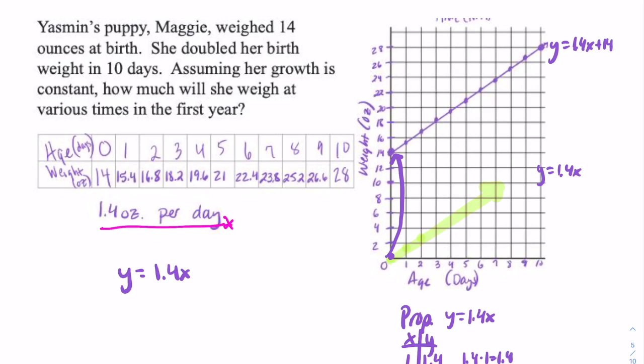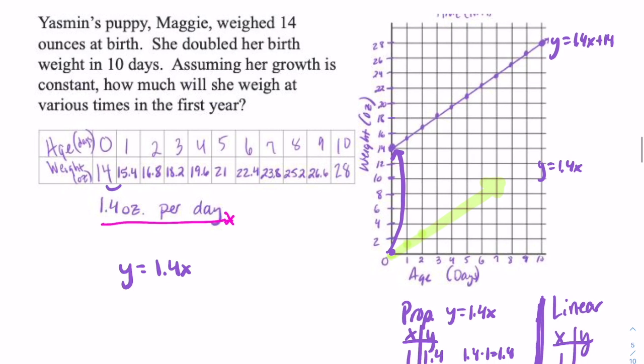Okay? If we look at what happens, we know it's not proportional. We know that it's linear, so there's a constant rate of change. And we look at the x, y values in our table. When x was 1, yes, it increased by 1.4, but the total weight was 15.4. When x was 2, right, in 2 days' time, she grew 2.8 ounces, but the total weight was 16.8.